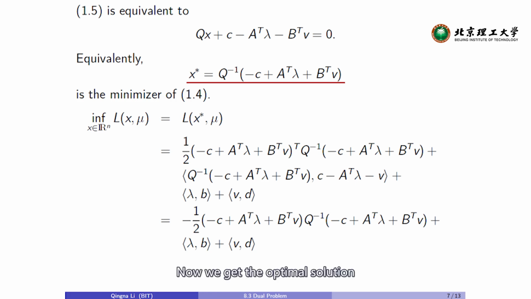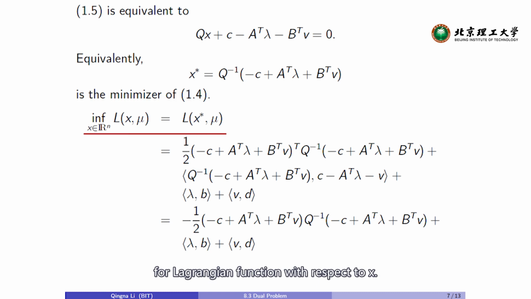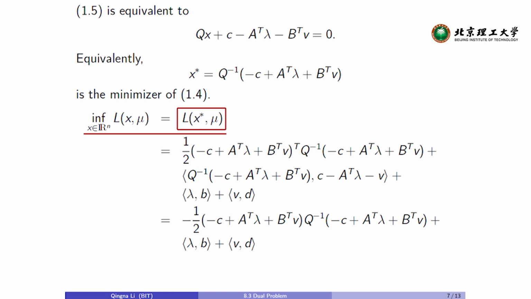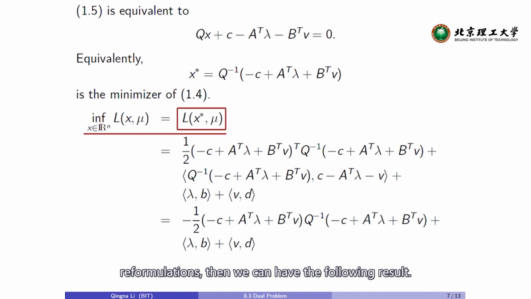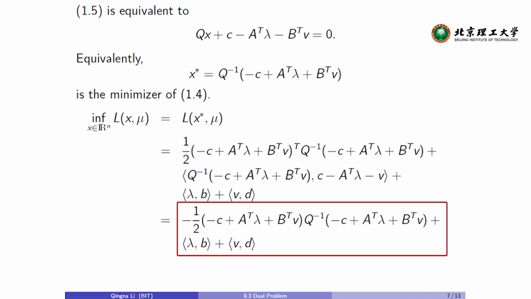Now we get the optimal solution for the Lagrange function with respect to x. Then we substitute this minimizer into the Lagrange function, and we get the optimal function value as L at x star with parameter mu. So we substitute x star into the formula, then after some reformulation, we can have the following result. So this is the dual objective function.